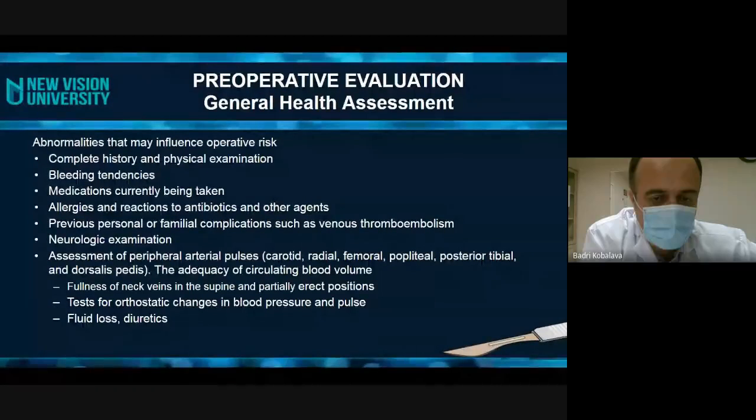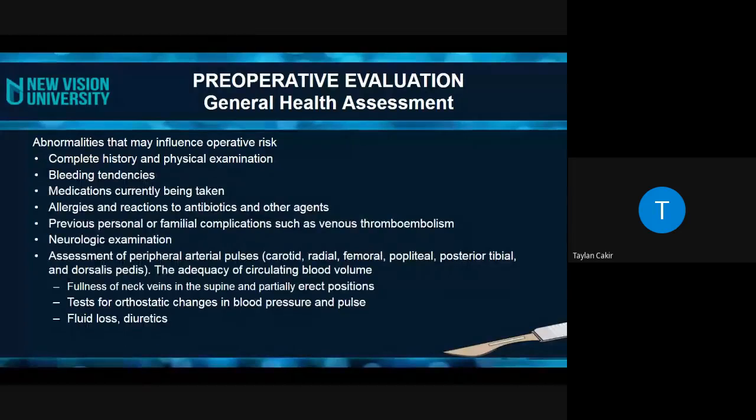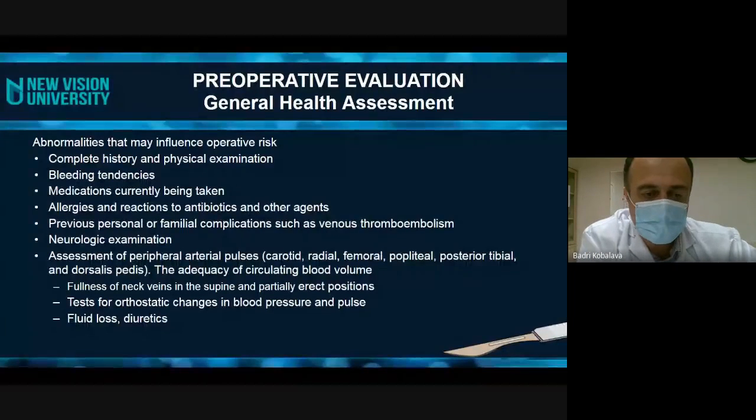Can I ask a quick question? Yes, sure. Regarding anaphylactic shock, what kind of medication can be given in that case, like emergency medication? Okay, we will discuss this a bit later.